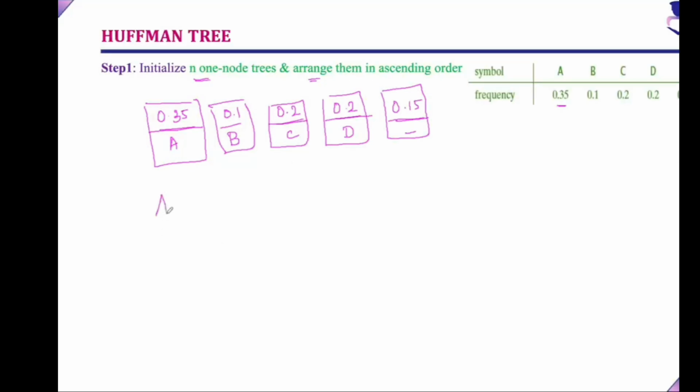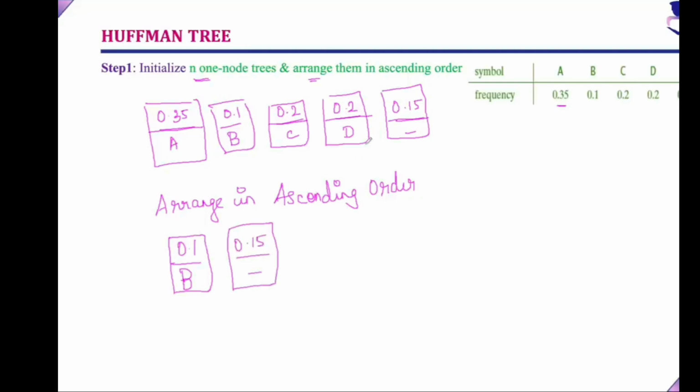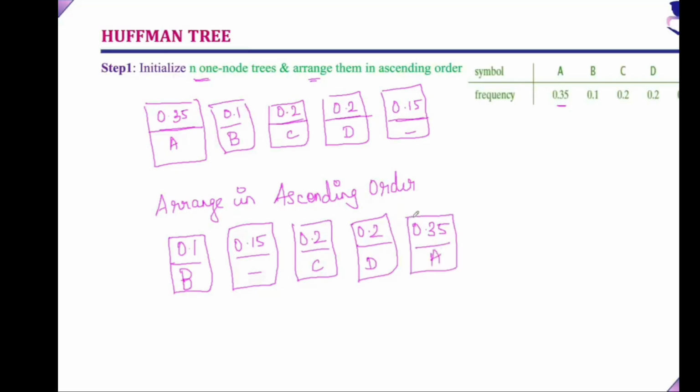And these n one-node trees, we have to arrange them in ascending order. Every step we have to arrange them in ascending order. So here, if you want to arrange in ascending order, 0.1 B comes first and then it is 0.15 underscore and then it is 0.2 C and then it is 0.2 D and then it is 0.35 A. Okay, now this is the n one-node trees we have created and we have arranged them in ascending order.